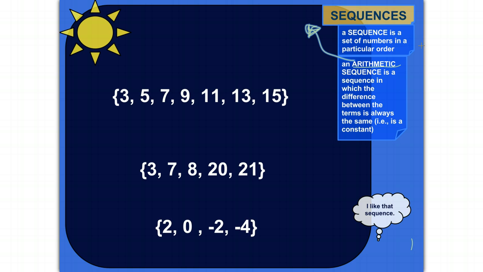So an arithmetic sequence is a sequence in which the difference between the terms in the sequence is always the same. So there's a constant difference between them. So, for example, the difference between 5 and 3 is 2. So there's a little jump of 2.